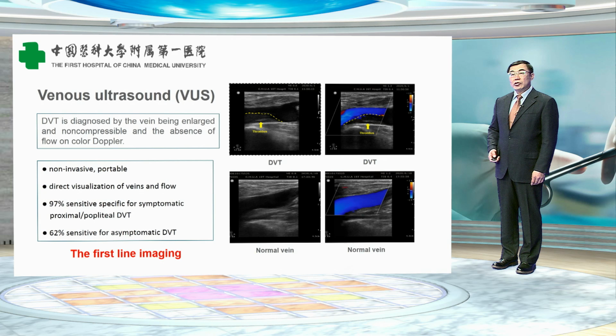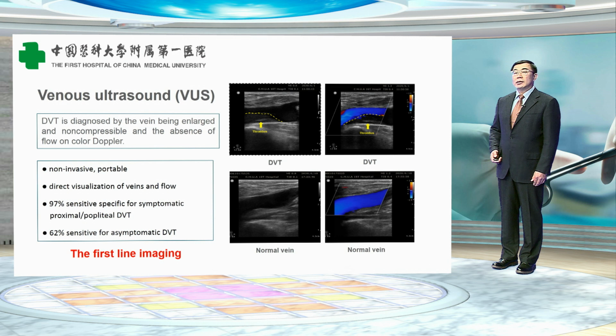Venous ultrasound is recommended as the first-line imaging method for DVT diagnosis. DVT is diagnosed by the vein being enlarged and non-compressible and absence of flow on color Doppler. It has the advantage of being non-invasive, portable, and can directly show the veins and flow.